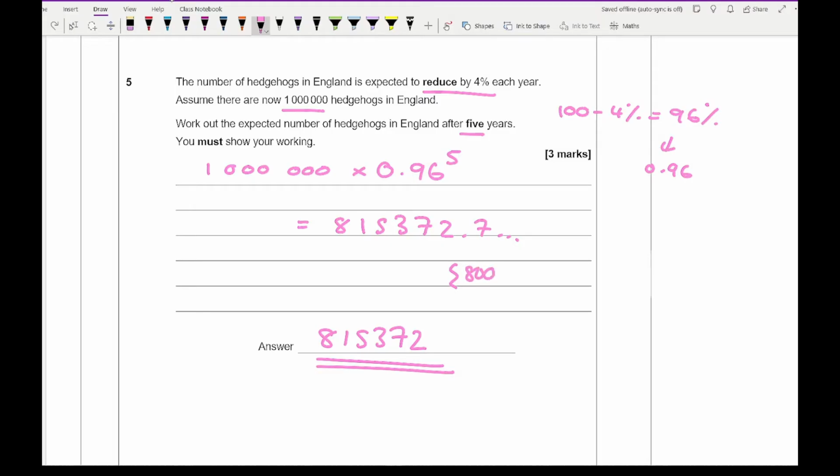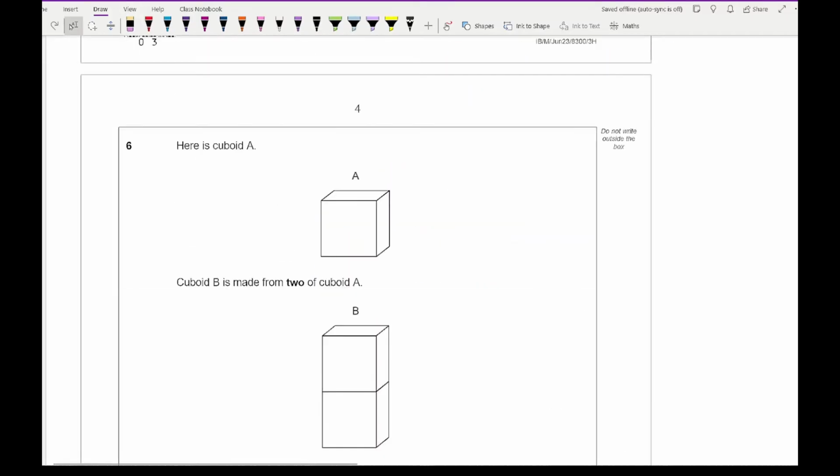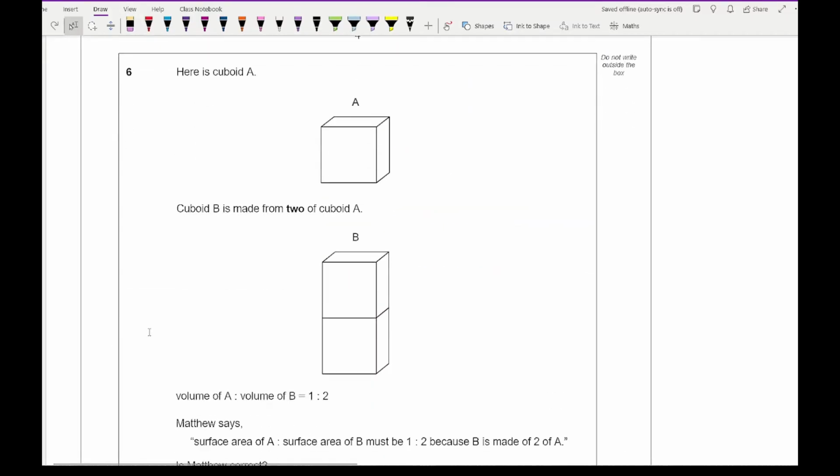They would accept any answer between 800,000 to 820,000. So any of those answers would be fine, but that's the answer I give with the working out that I've done. Now moving on to question 6, it says here is cuboid A.